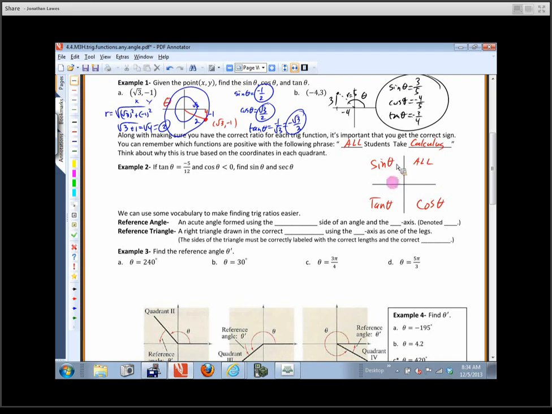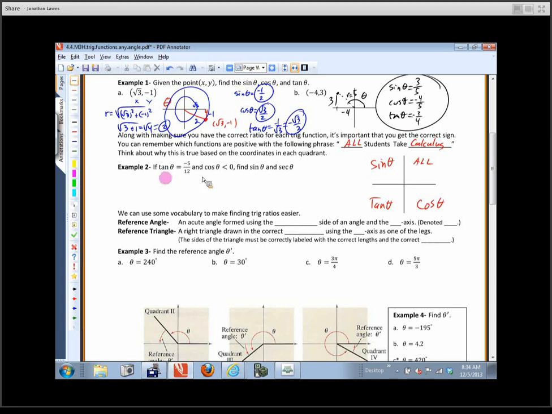The x-coordinate is negative here. That's going to make anything that's involved with an x-coordinate or a cosine ratio negative. The tangent is positive here, so the sine and cosine would be negative along with their reciprocals. And then the cosine is positive here. Okay, the other two would be negative. All right? Does that make sense?